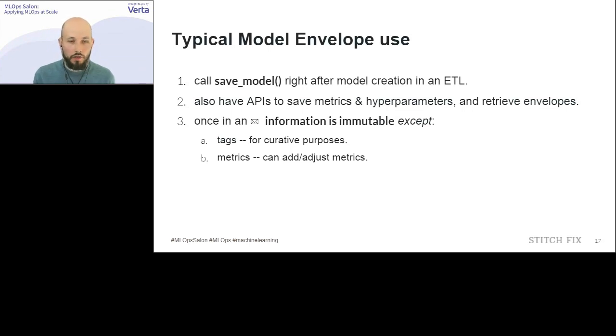The key thing to note is that once things are put into an envelope, they're largely immutable, except tags for curative purposes. That way, people can add tags and change them as the model lifecycle goes on, as well as metrics. So metrics can be adjusted and amended at any time after a model envelope is created.